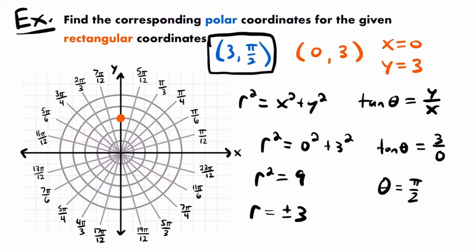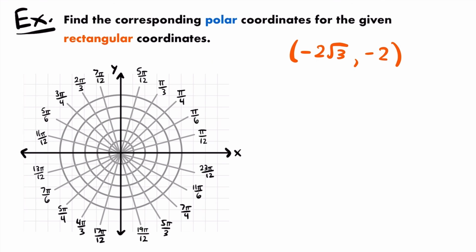And so let's look at one more example for this video where we convert from rectangular coordinates to polar coordinates. All right, so here's our last example. We once again want to find the corresponding polar coordinates for the given rectangular coordinates. In this case, our rectangular coordinates are -2 times the square root of 3, comma -2. And so let's start off by plotting the point that these rectangular coordinates represent. In this case, x is equal to -2 times the square root of 3, and y equals -2.